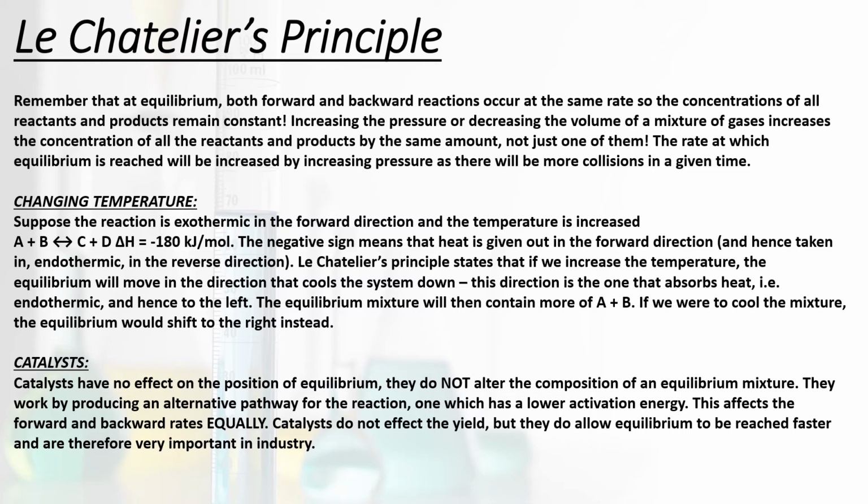So catalysts don't affect the yield of a reaction, the proportions of product that we get out, but they do allow equilibrium to be reached faster, and therefore they're very important in industry. So even though we might not be able to get more product out by using a catalyst, it could mean that we have our equilibrium reaction being set up in 1 hour rather than 2 hours. And so they are important in industry. So they affect the rate of equilibrium attainment, they don't affect the position of equilibrium or the composition of our equilibrium mixture.